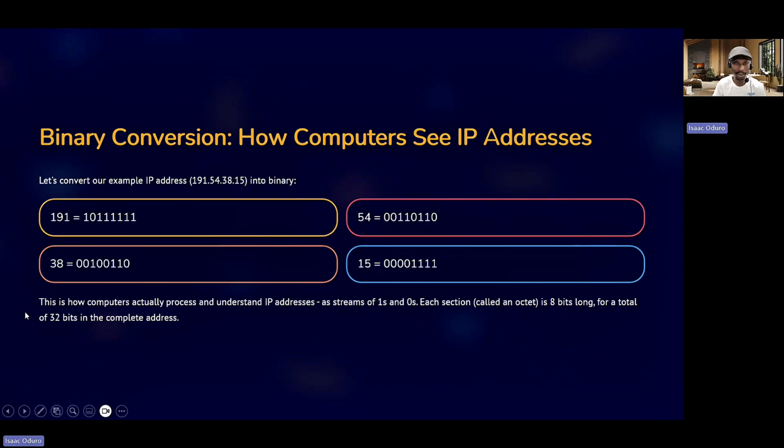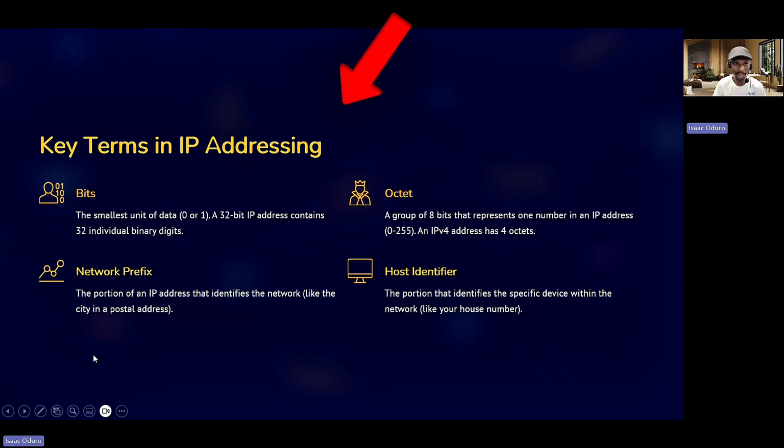Then we'll look at how to convert those decimals into binary. Then we will look at the key terms in an IP address. What is the meaning of a bit? What is a network prefix? What is an octet? And what is a host identifier? Let me share my screen and show you a little revision on what we have already discussed.